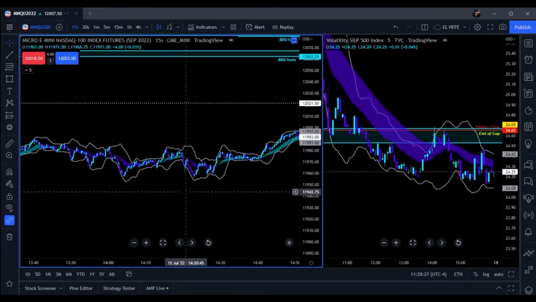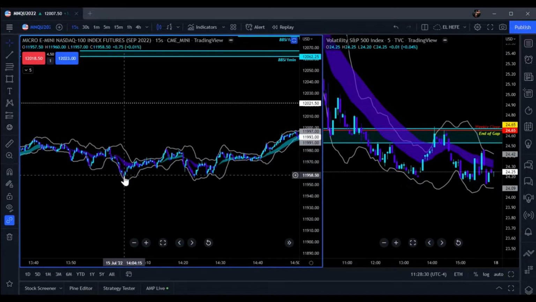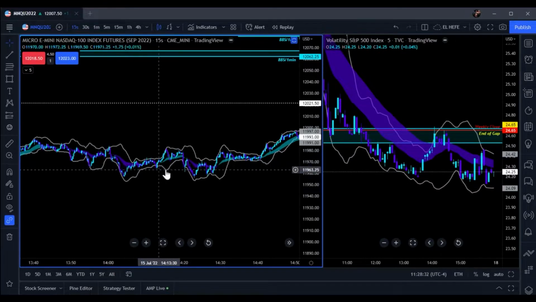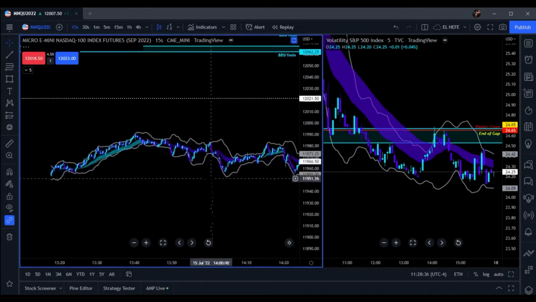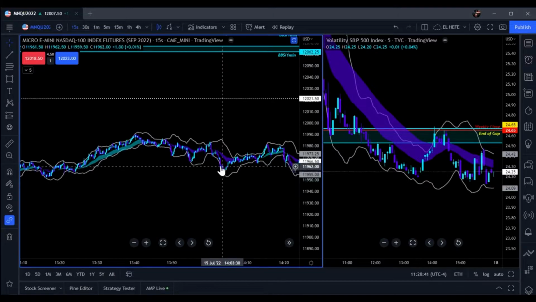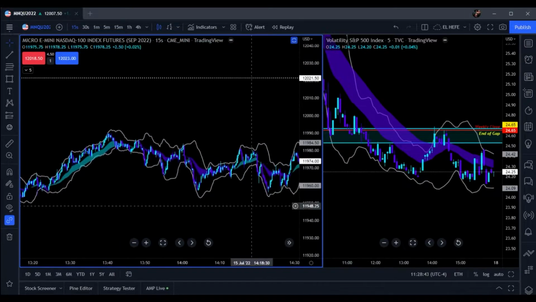I still didn't have anything. I mean, if you really wanted to force the issue, you could have gotten long right here at 1413, but I don't see anything to get me long at 1405. So I couldn't have taken that trade.